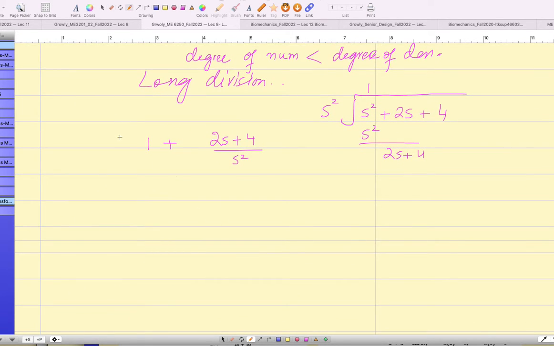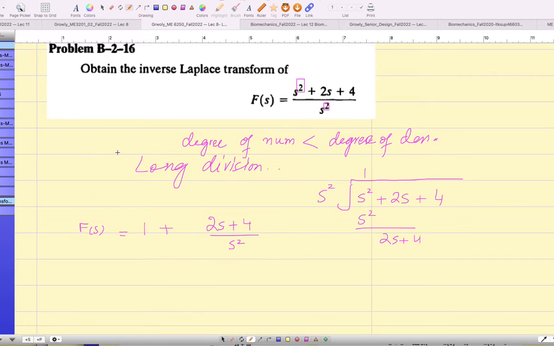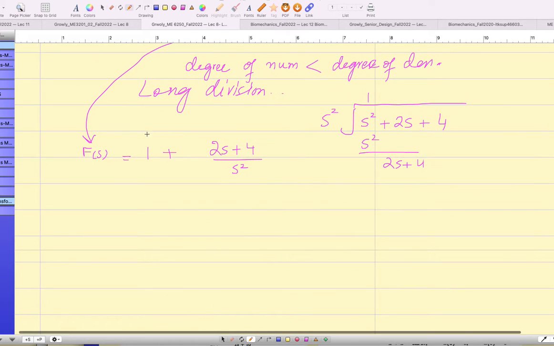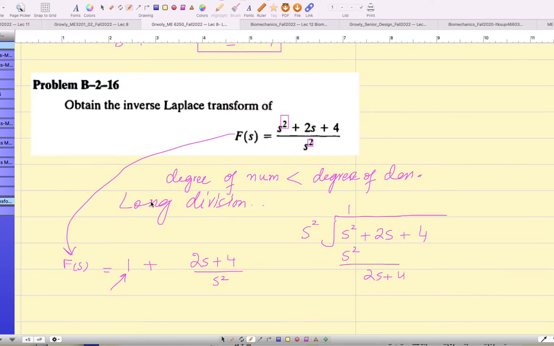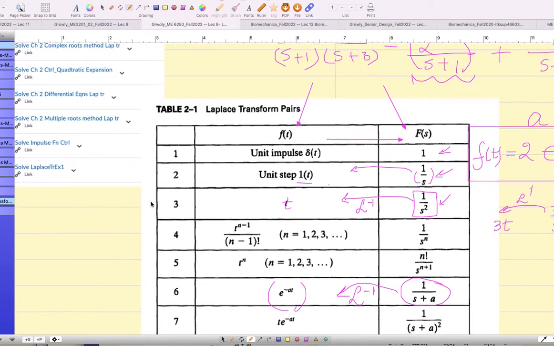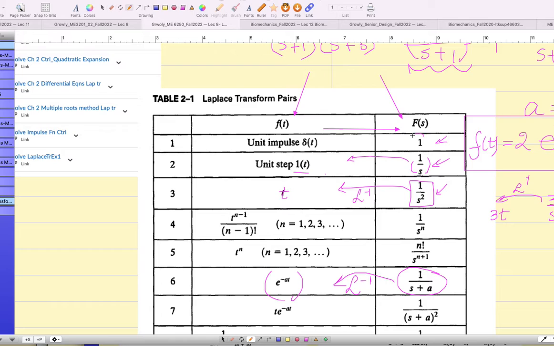Now this is the same function. Let me show you this same function. We have done just the division. And now we can easily find out the inverse Laplace of 1. What is the inverse Laplace of 1? If you see the map, this 1 is given.